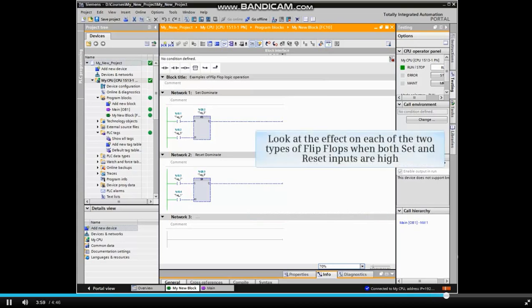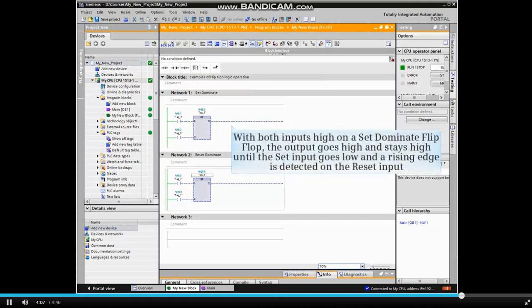Now we will look at the effect on each of the two types of flip-flops when both set and reset inputs go high at the same time. With both inputs high on a set dominant flip-flop, the output goes high and stays high until the set input goes low and a rising edge is detected on the reset input.